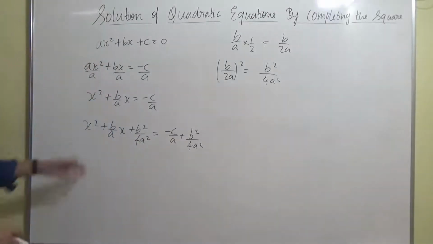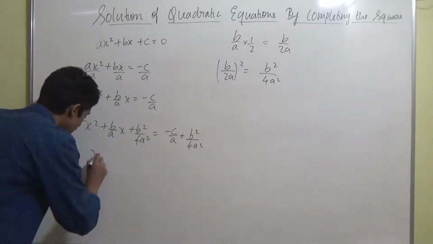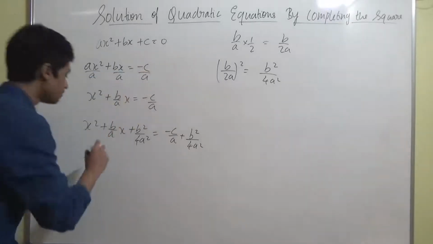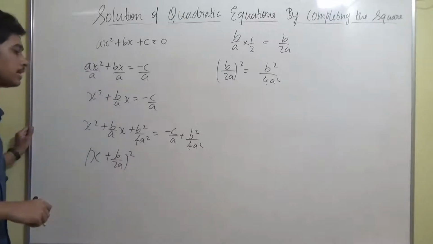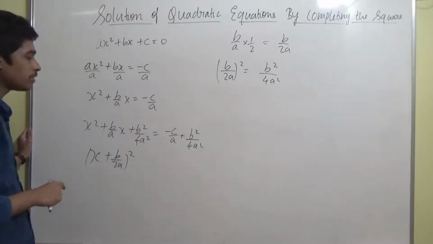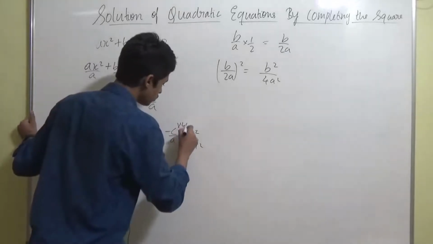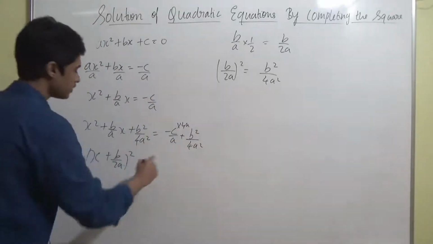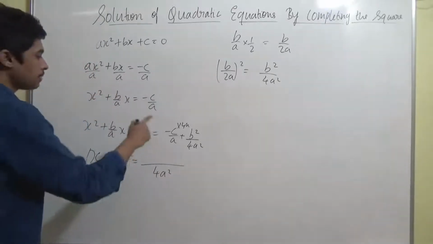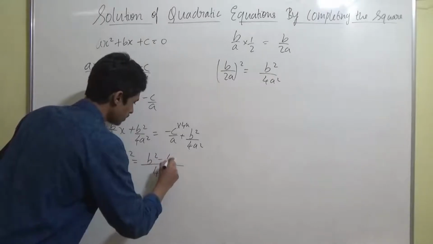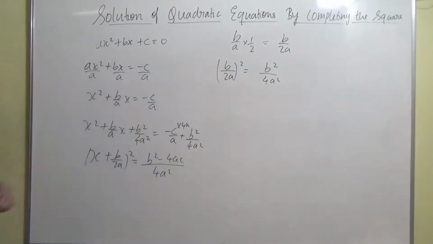Now we'll bring this into the format of a plus b the whole square. Here a is x and b is b by 2a, the whole square. That's how we do it, right? And on the right side, we'll take the LCM. The LCM will become 4a square, and the numerator will be b square minus 4ac. Getting it, guys?